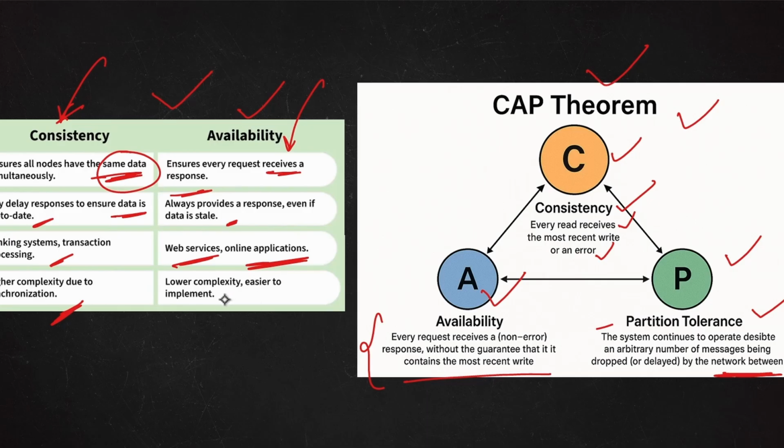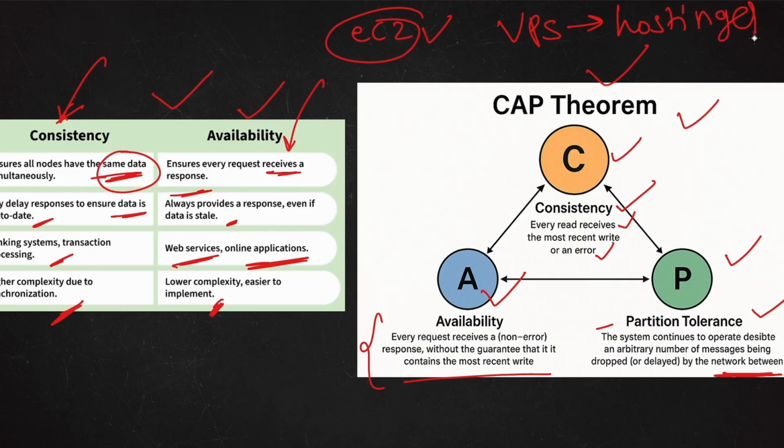Availability has low complexity and is easier to implement, because you can be available 24/7 with so many things, like EC2, which is a computer running on our cloud, and VPS. An example of VPS is hosting. You can take a hosting or VPS cloud service and run all the services there. It will be up and running 24/7. So you can be highly available, but it is difficult to maintain your app consistent.